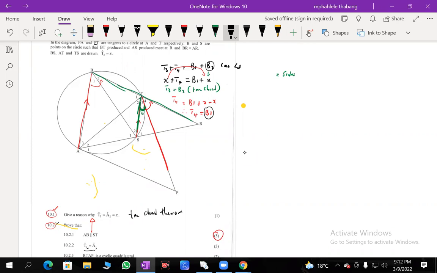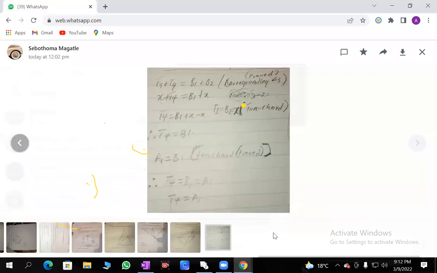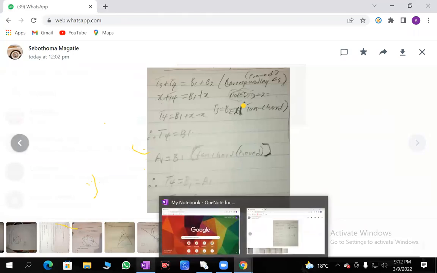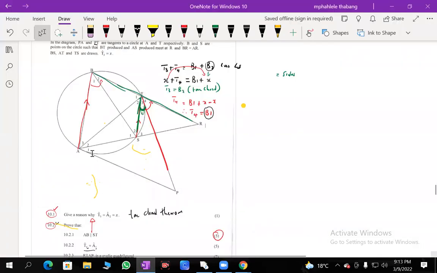Okay, what did you go check out? Oh, you wrote. I'll say feature. Oh, you said A1 equals to B1. Turn chord. A1 equals to B1. A1 equals to B1. This is true. Angle between tangent and chord. A1 equals to B1. True. A1 equals to B1. Turn chord.